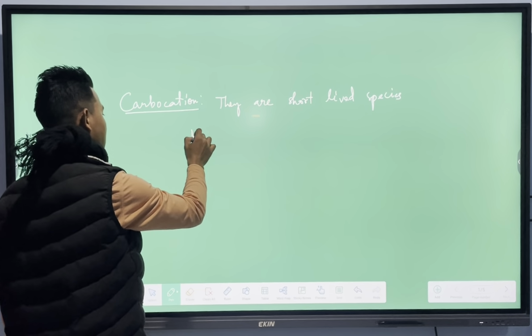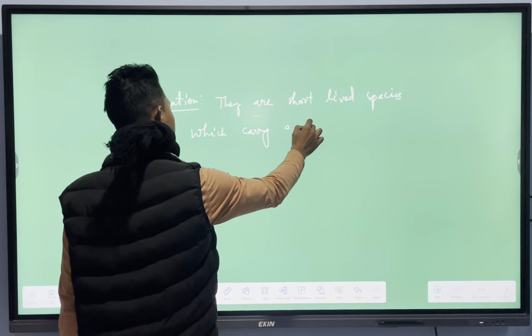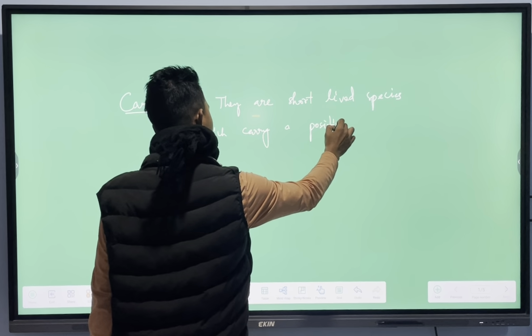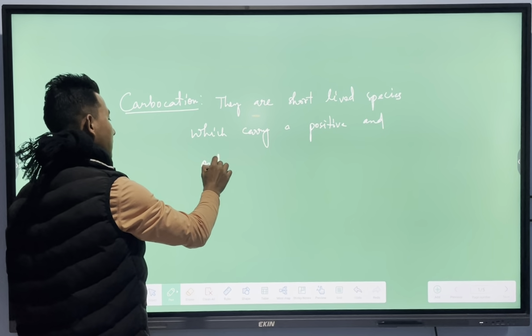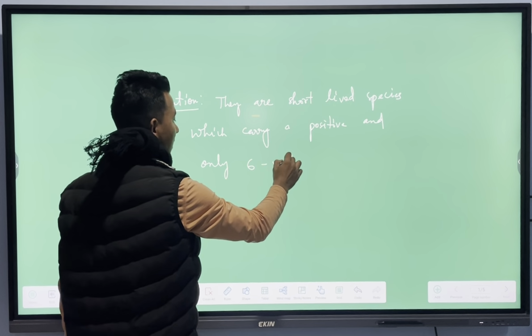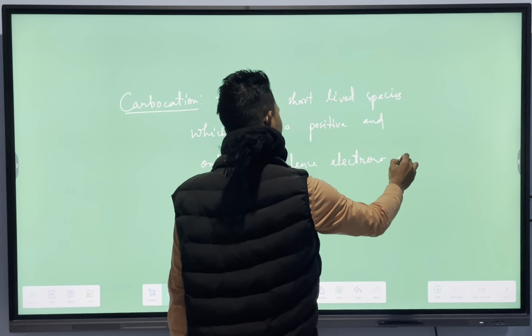Carbocations are species which carry a positive charge and have only 6 valence electrons after sharing.